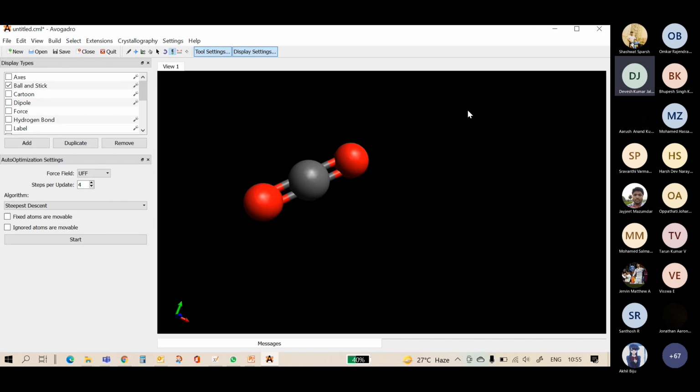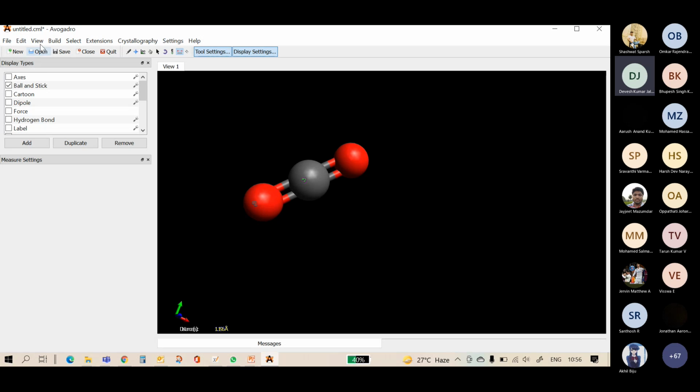Now you can use the measurement tool. It's obvious that the angle oxygen carbon oxygen will be 180 degrees, so there's no point in measuring that, but you can measure the bond distance. It says 1.196 angstrom between carbon and oxygen. As I told you, please don't ask me what a force field is. I'm not an expert in computational chemistry. I hope I am, but I'm not.